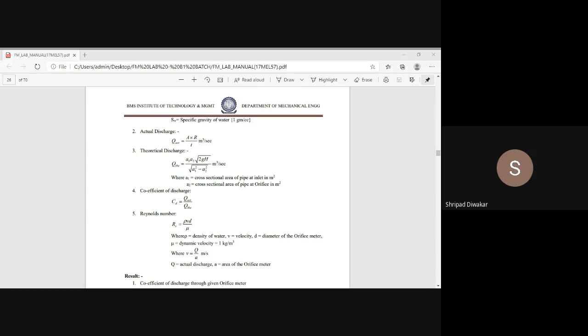What about others? Sai Sumant, what are you doing? The exercise. How much did you get for CD? I got 0.66. Good. Just try to calculate the Reynolds number. Okay.